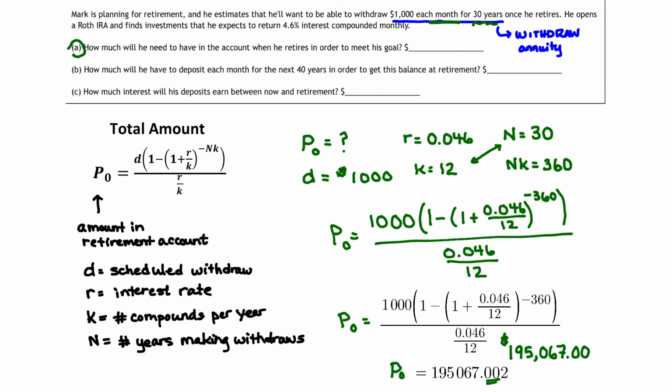So we can say that the money that Mark needs in his account in order to meet his goal is $195,067. And that completes part A. In the next video, we'll go ahead and look at how to solve part B.